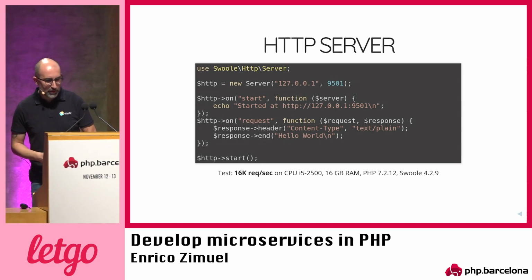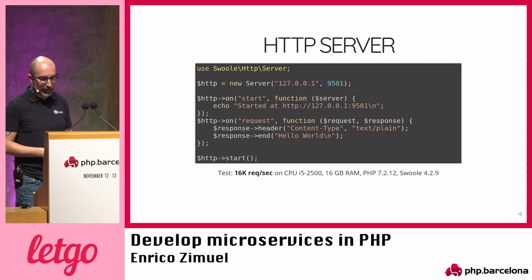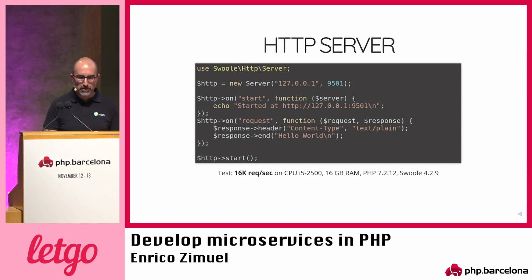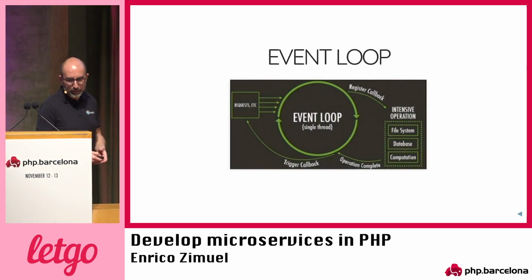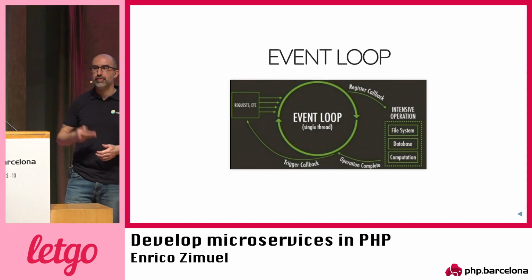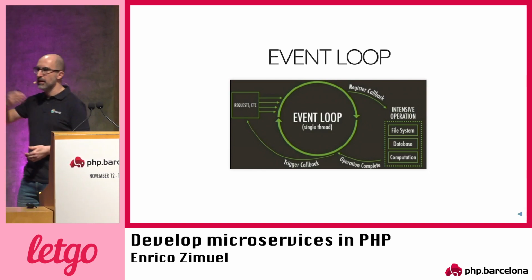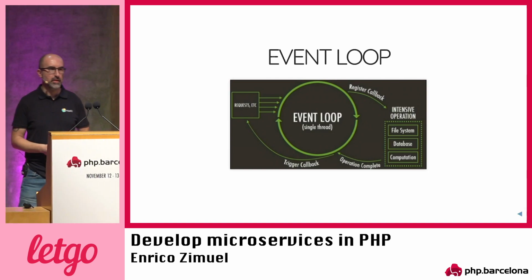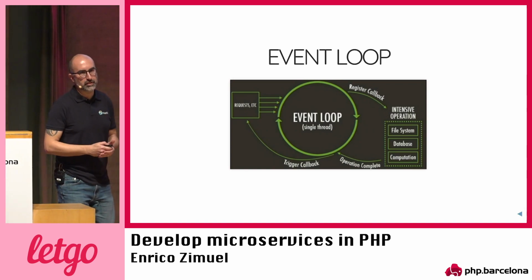Just to give you some benchmarks, this simple HTTP server is able to provide, on a very old machine actually, 60K requests per second. 60,000 requests per second. Not so bad. The idea behind Swoole is the idea of the event loop, the same as Node.js. So there is something running in memory that listens for specific events on HTTP. So when an HTTP request comes, you serve the HTTP response.